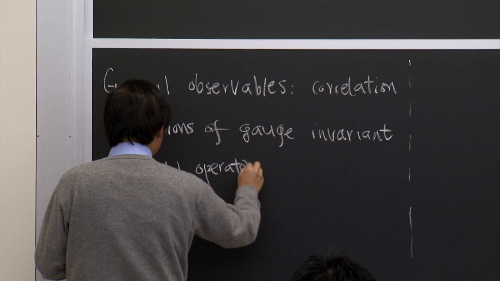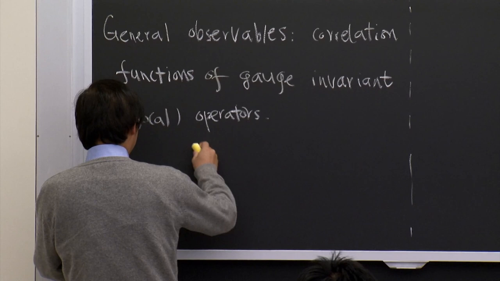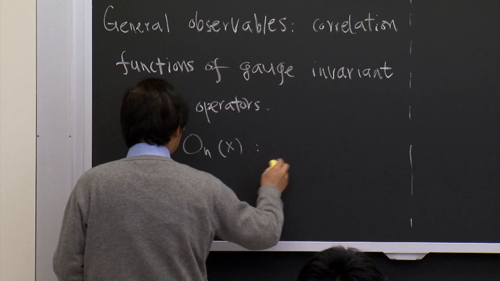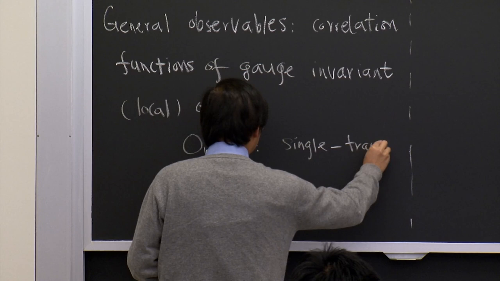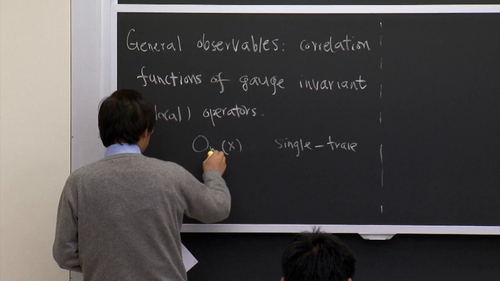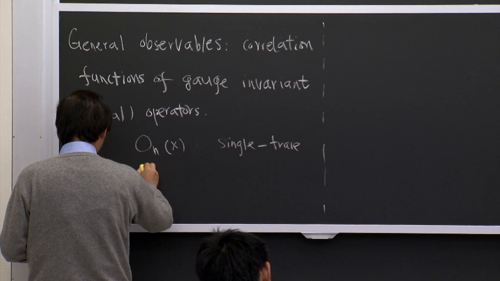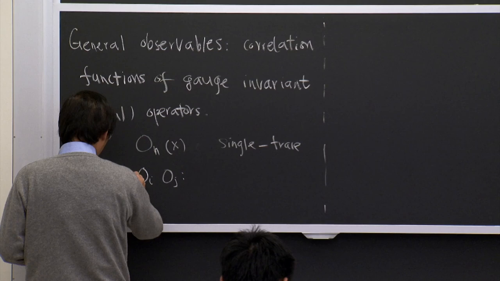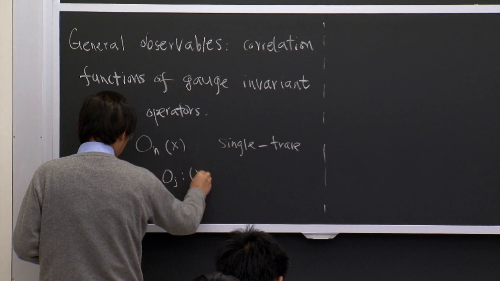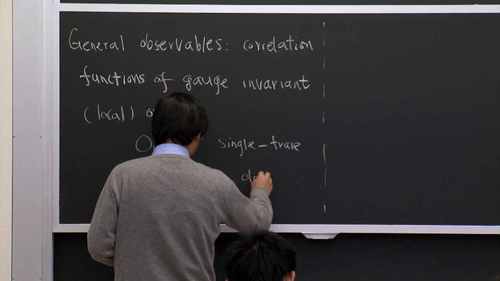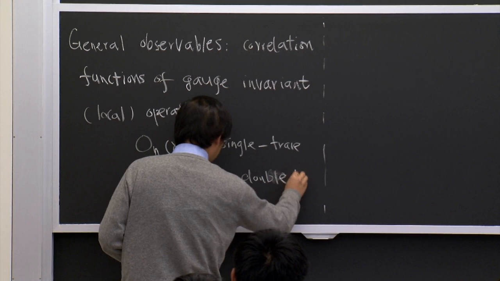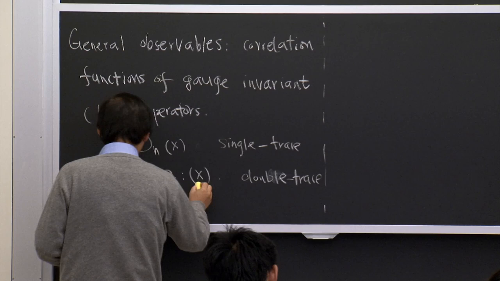Local operators can be separated into, for example, the single trace operator, where n just labels different operators, or the double trace operator. Sometimes, in order to avoid confusion, we put some dots, meaning these two operators should be considered grouped together, and then evaluated at some space-time point. Say this would be a double trace operator, or maybe the higher ones, okay?